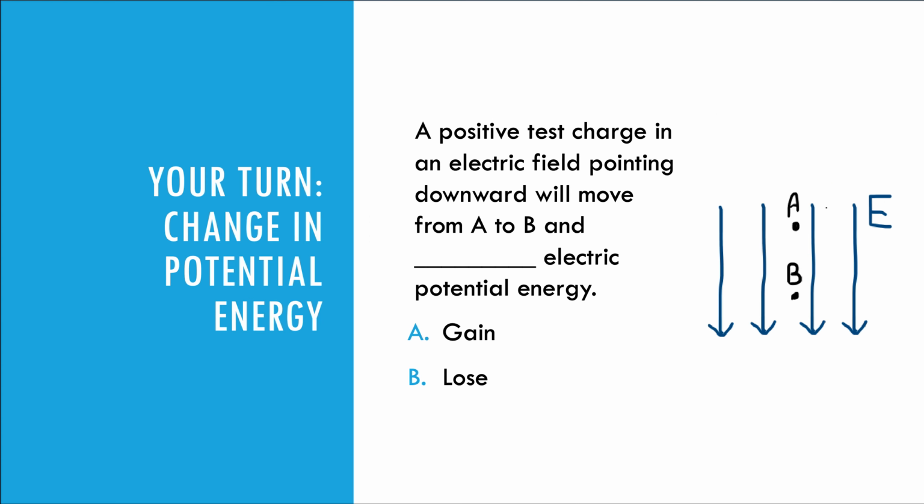Let's look at a question. A positive test charge in an electric field pointing downward will move from A to B. What's going to happen to its electric potential energy? Pause the video, and hopefully this was just a refresher of what we just talked about. We know that it's going to want to lose potential energy. We just showed that. And we know that it's moving from A to B because a positive charge always experiences a force in the same direction as the electric field.